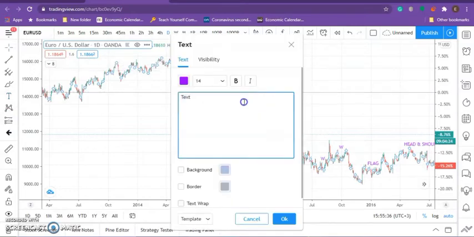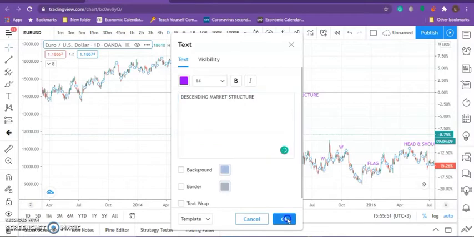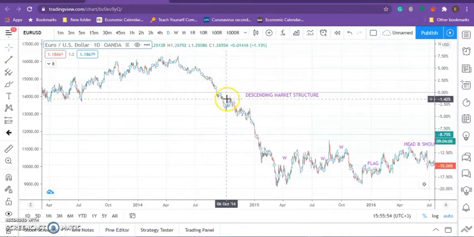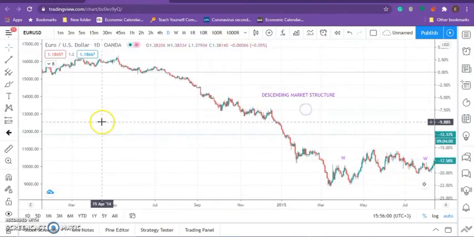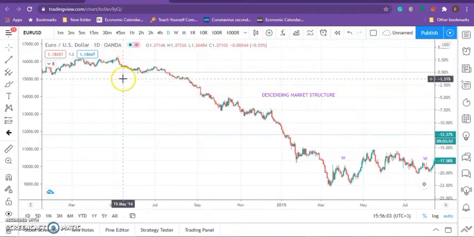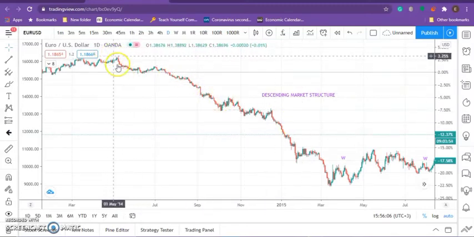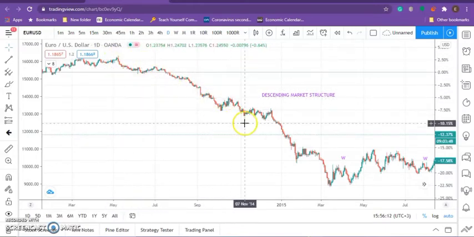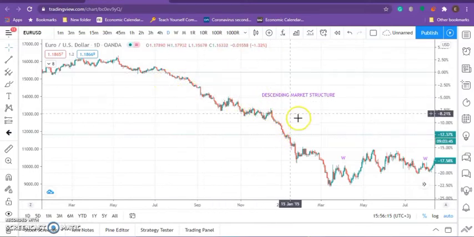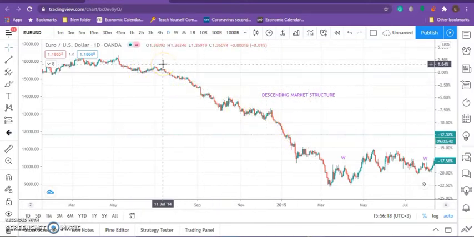This is a descending market structure. Yeah, you can clearly see, and the behavior of descending market structure, it's not a straight thing that it will go from this point and then fall up to this point. We call it wavy. It's usually wavy, zigzag, goes up, goes down, goes up, goes down. So in a descending market structure, we see lower highs and lower lows.